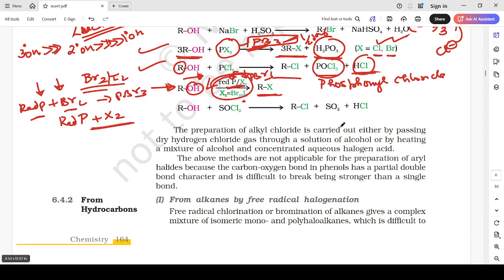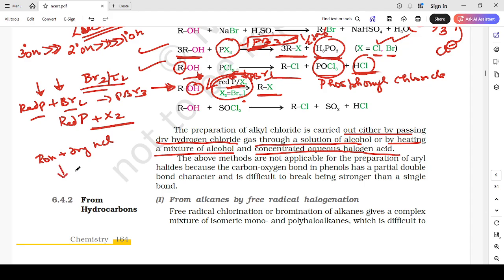The preparation of alkyl chloride is carried out either by passing dry hydrogen chloride gas through a solution of alcohol or by heating a mixture of alcohol and concentrated aqueous halogen acid. Either you treat the alcohol with dry HCl gas, or you take the alcohol with concentrated aqueous HCl. Both will provide you alkyl chloride. The above methods are not applicable for the preparation of aryl halides. You can't prepare them. Why?